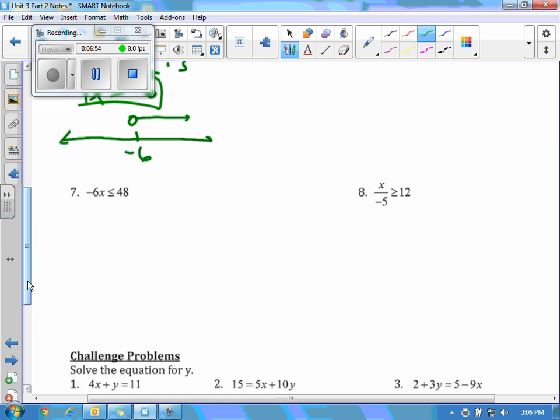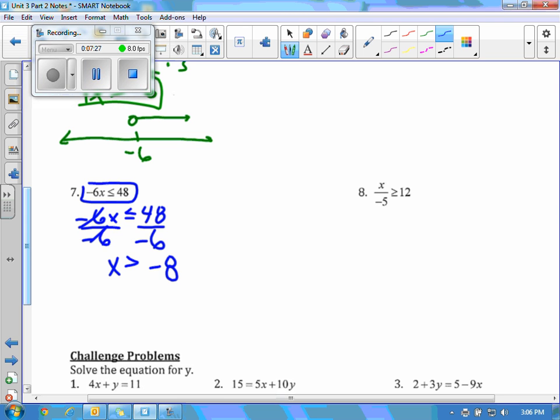Coming down to number 7, I'm going to box it and rewrite it. I have negative 6x is less than or equal to 48. When I just have negative 6x, remember that means I'm multiplying. I'm doing negative 6 times x. To undo multiplication, I have to divide. I divide by the number that's in front of the x, the coefficient. So these cancel out, and I just have x. 48 divided by negative 6 is negative 8. Now here's the thing you need to remember. I'm dividing by a negative, which means I flip my inequality. So less than or equal to goes to greater than or equal to.